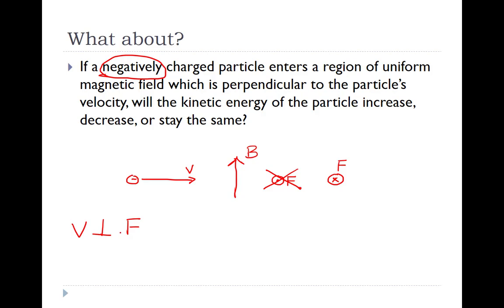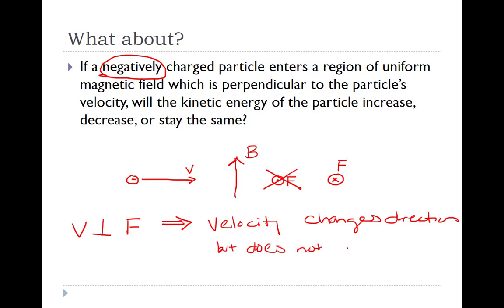The velocity is perpendicular to the force, and as you might recall, when this happens, when V is perpendicular to F, velocity changes direction, but does not change magnitude. If the velocity is not changing magnitude, then the kinetic energy will not change, so the kinetic energy stays the same.